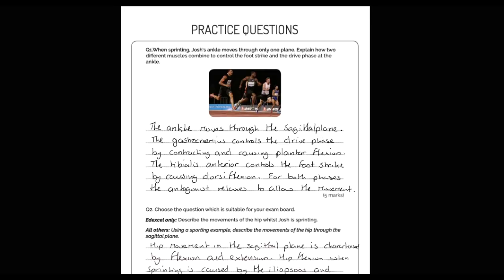So we've got a question here. The question is as follows. When sprinting, Josh's ankle moves through only one plane. Now, I mentioned earlier, do you remember that that plane was the sagittal plane? All flexion extension move through the sagittal plane. Explain, there's our command, explain how two different muscles combine to control the foot strike and the drive phase of the ankle. Okay, so we're looking at two different features of the ankle, basically what I just showed you above.